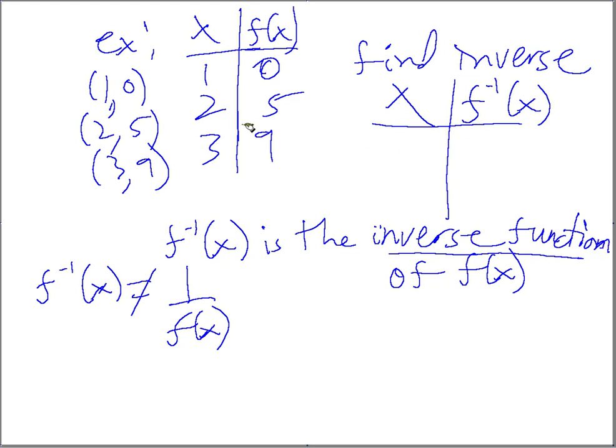Well, to find the inverse, since all the ranges are different, this is one-to-one, so it's going to have an inverse. To find the inverse, you simply switch x and y. Instead of 1, 0, it'll be 0, 1. Instead of 2, 5, it'll be 5, 2. Instead of 3, 9, it'll be 9, 3. As simple as that. No big deal. You switch the x and y around.